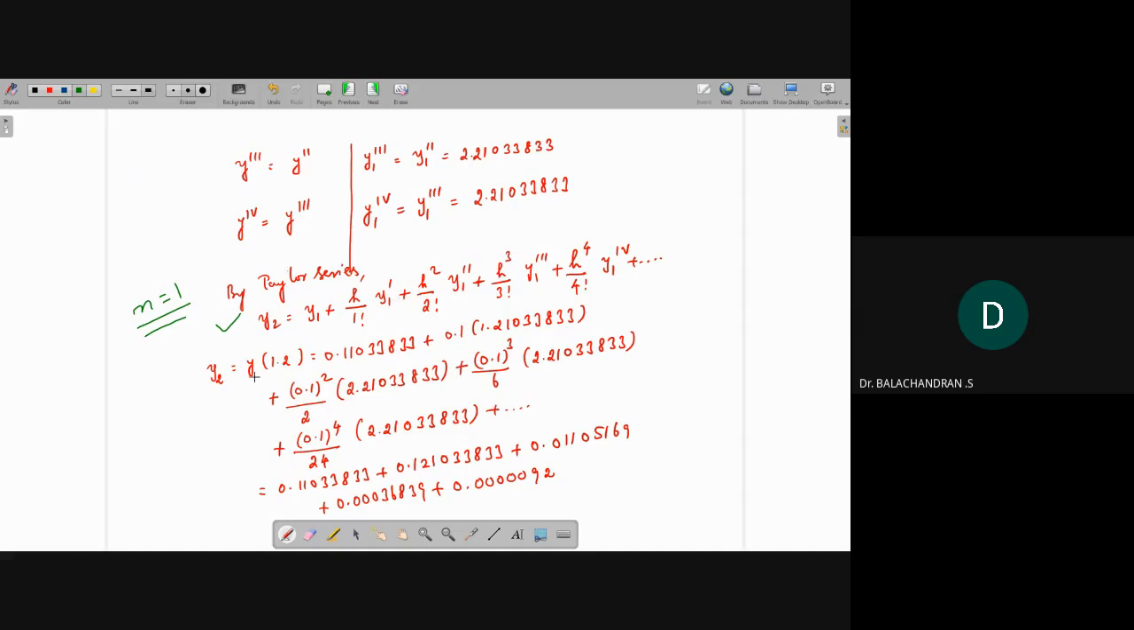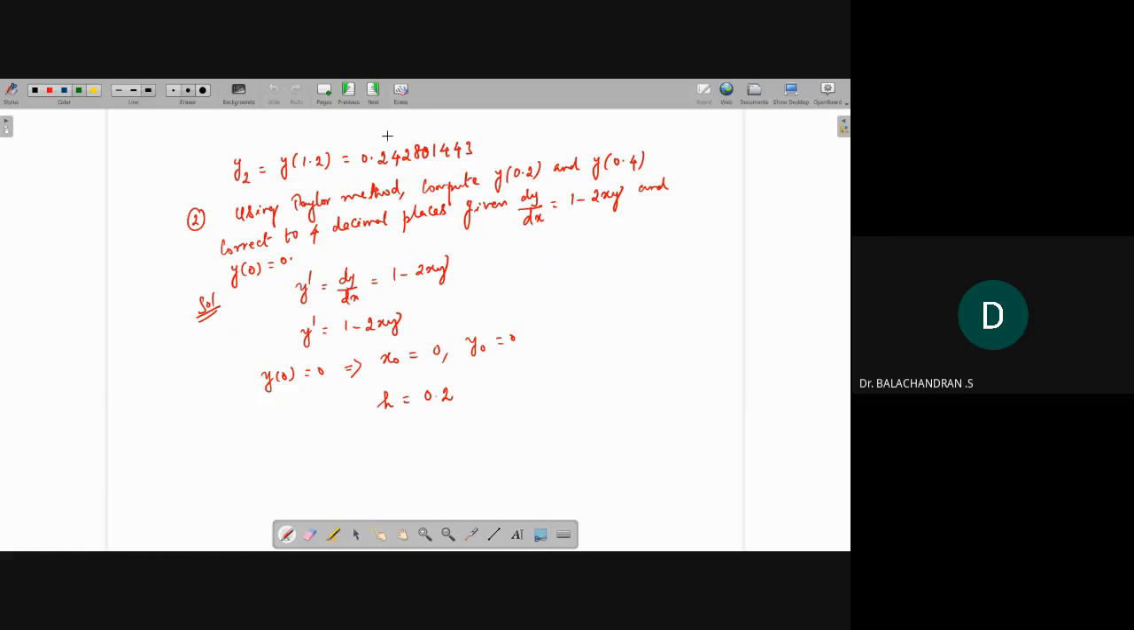So y2 equal to y of x2. X2 is 1.2. So here you should know the value h and y1, y1 dash, y1 double dash. So everything we just now found out. You should just substitute in the formula, and using a calculator you should do it carefully and get the answer.